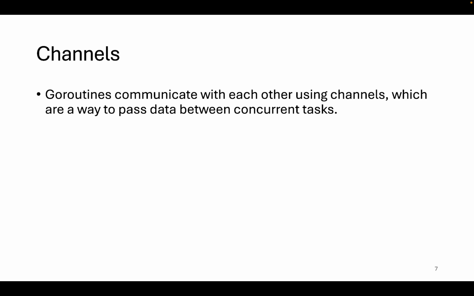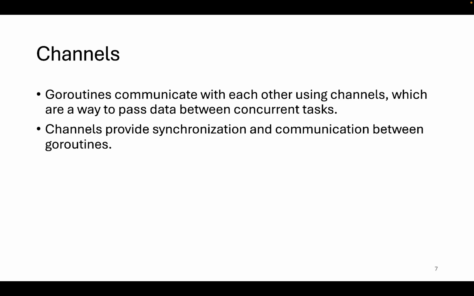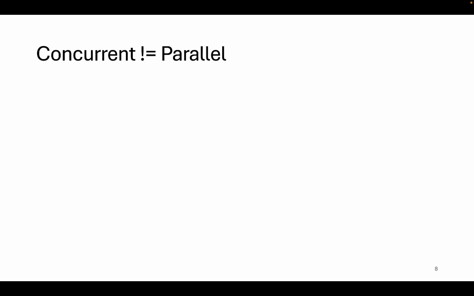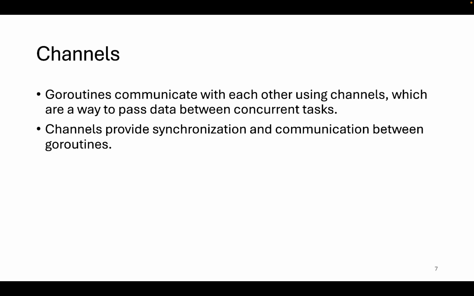Next, we will talk about channels. Actually, coroutines communicate with each other using channels, which are a way to pass data between concurrent tasks. Channels provide synchronization and communication between coroutines. Okay, let's move to VS Code again.